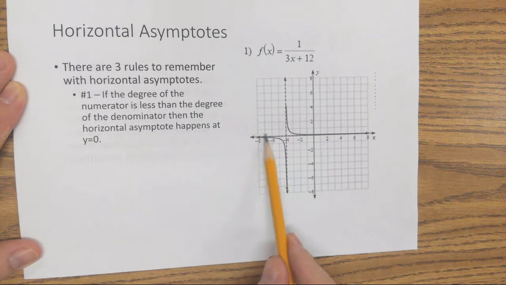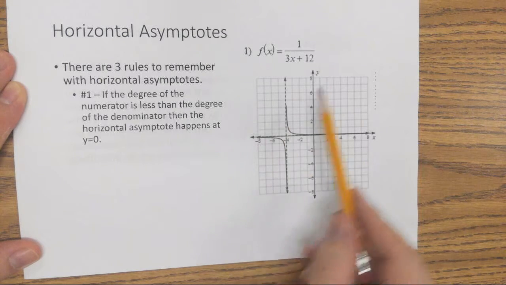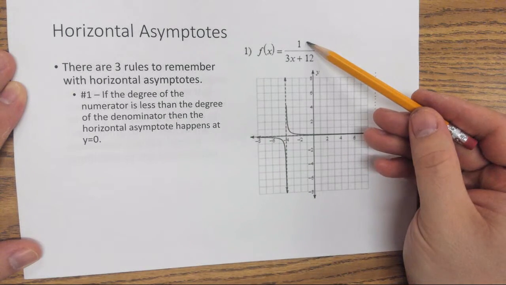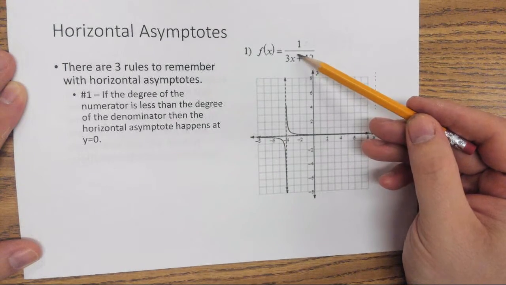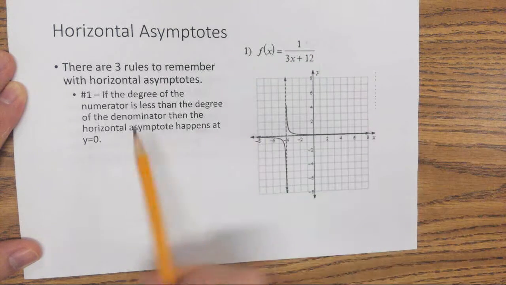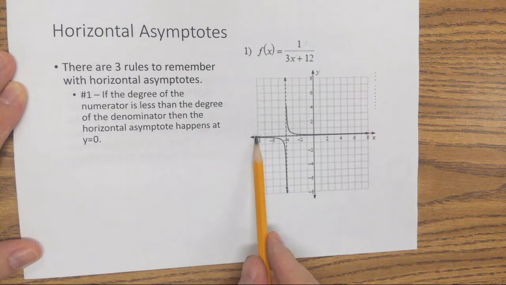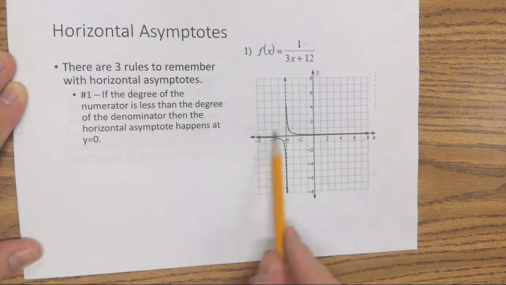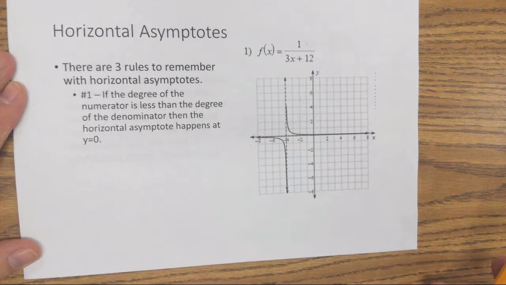So right here, at y equals 0, we can see the degree of this one is 0, the degree of this one is 1. That means the denominator's degree is higher than the numerator. So we apply rule number 1, and this horizontal asymptote happens at y equals 0. Those are the easiest ones because you don't have to do any kind of calculations or anything like that at all.